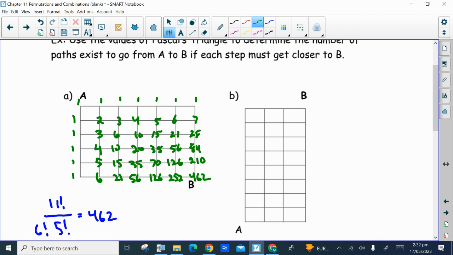So the nice thing about this Pascal's triangle method is it can be used for all different types of pathway questions, whether they're full and complete or if there's pieces missing.